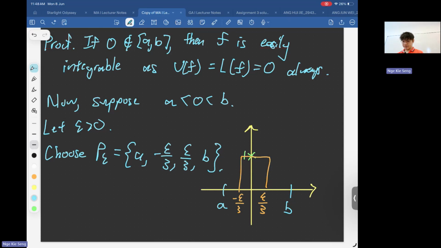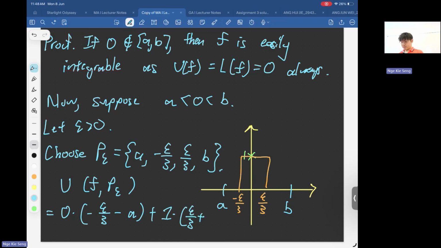Okay, look, let's see why this works. If you compute UFP epsilon, what do you get? You get 0 times minus epsilon over 3 minus A, plus 1 times epsilon over 3 plus epsilon over 3, plus 0 times B minus epsilon over 3. So altogether, what do I get? I get 2 epsilon over 3, just from the width of your interval.